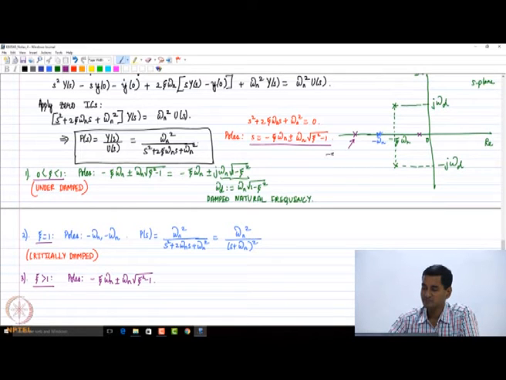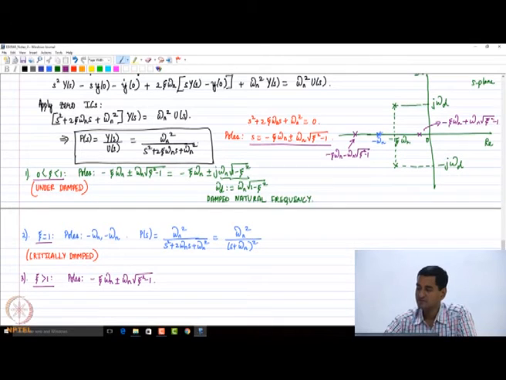This pole is going to be minus zeta omega n minus omega n times square root of zeta squared minus 1. This pole is going to be equal to minus zeta omega n plus omega n times square root of zeta squared minus 1, right? So that's this pole, okay?